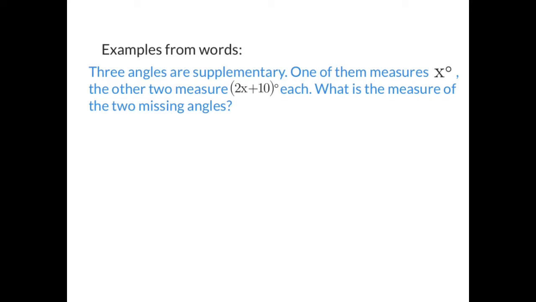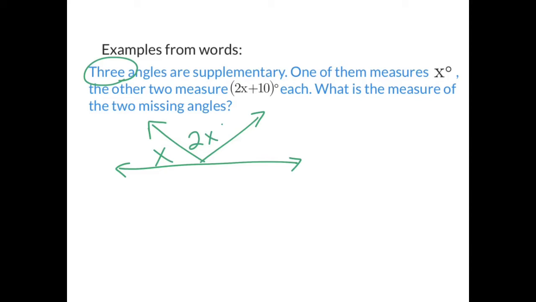So if we need to draw a quick little picture, I'm going to do it super quick. Supplementary means that I'm drawing a line. It does say 3 angles, so I'm just going to split them into 3 sections there. One of them is x, and the other ones are 2x plus 10 each. So that's the diagram that we're looking at here. Now mathematically setting up my equation, I'm going to set it up using some distribution since 2 of them are 2x plus 10. 180 degrees. Let me get that 180 degrees there.